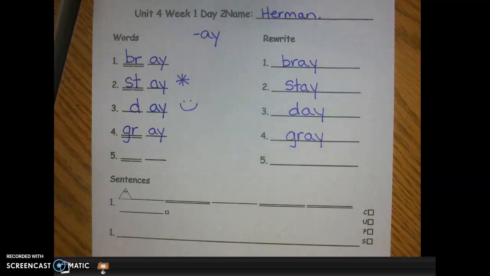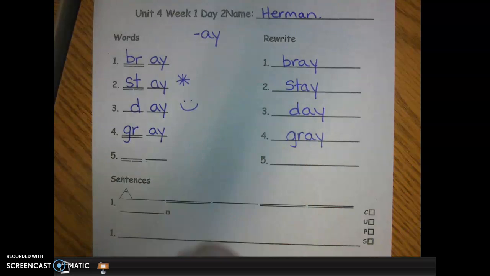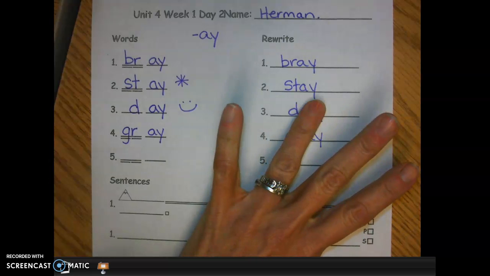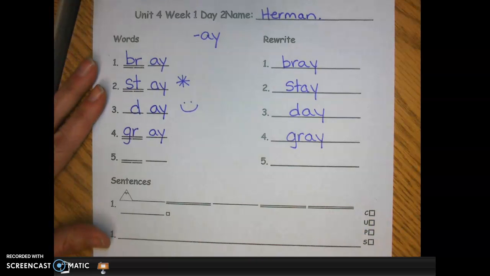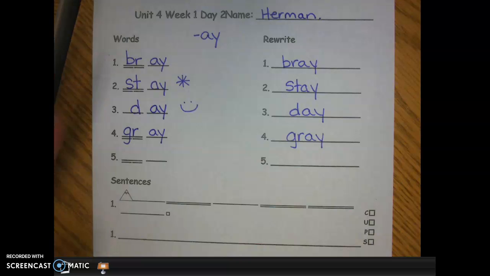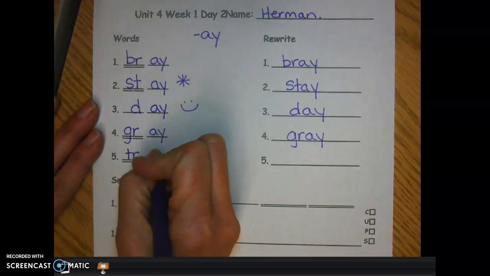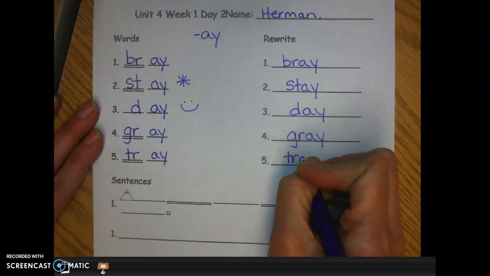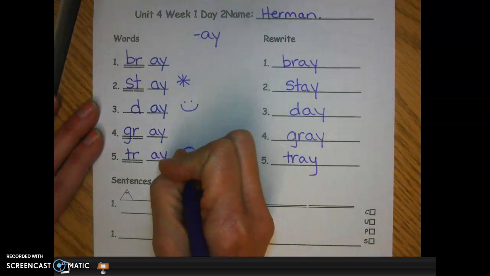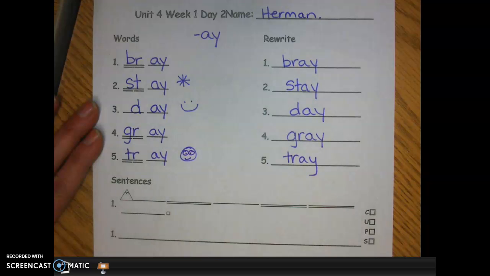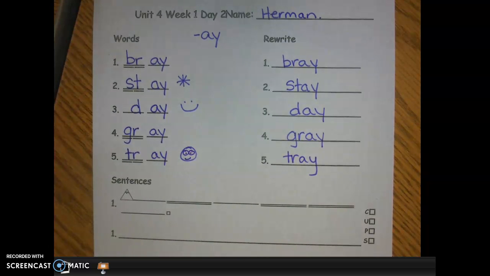All right, number 5. We have another blend. The word is going to be tray. Tray. A. You hear both those sounds. All right, number 5. Tray. Check your work with mine. If you did a good job, give yourself an emoji, or a minion, however you think it looks.